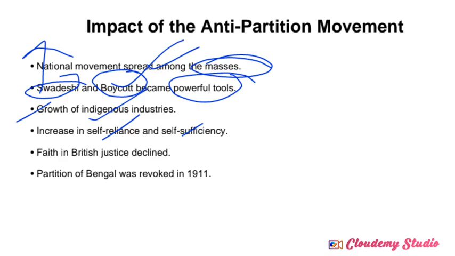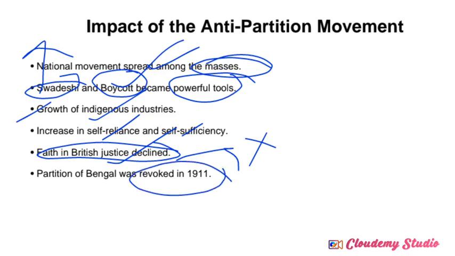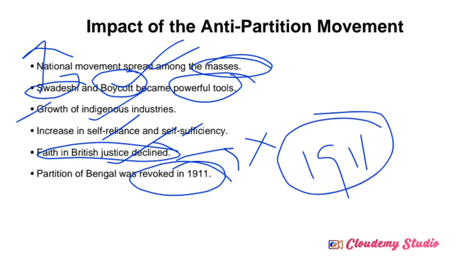So faith in British justice declined. See, this is one of the very important topics actually. We discussed it in the first part of Indian national movement, the assertive nationalists and the early nationalists. The early nationalists believed in the Britishers and were loyal to them. That faith in British justice now completely declined here. Finally, the partition of Bengal was revoked, means taken back by the British government, in the year 1911. So this is regarding the impact of the anti-partition movement.